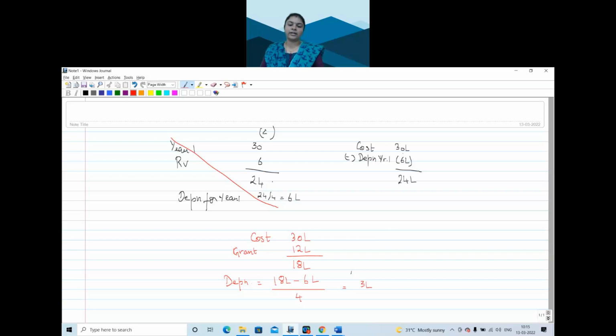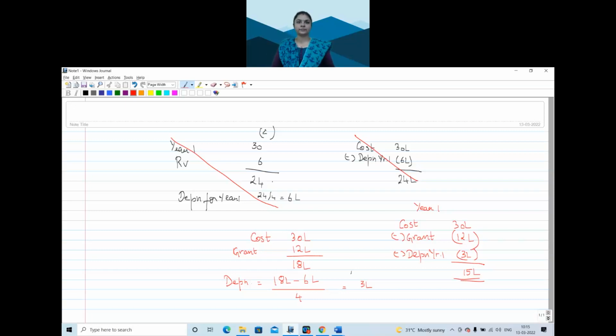Now let us go ahead and calculate the book value. For year 1, the cost would have been 30 lakhs. Grant is also subtracted from the asset, so minus 12 lakhs. Minus depreciation for year 1, 3 lakhs. So now what is the book value? 15 lakhs. So this will be the book value of the asset as on the start of year 2, which is in the year of refund.